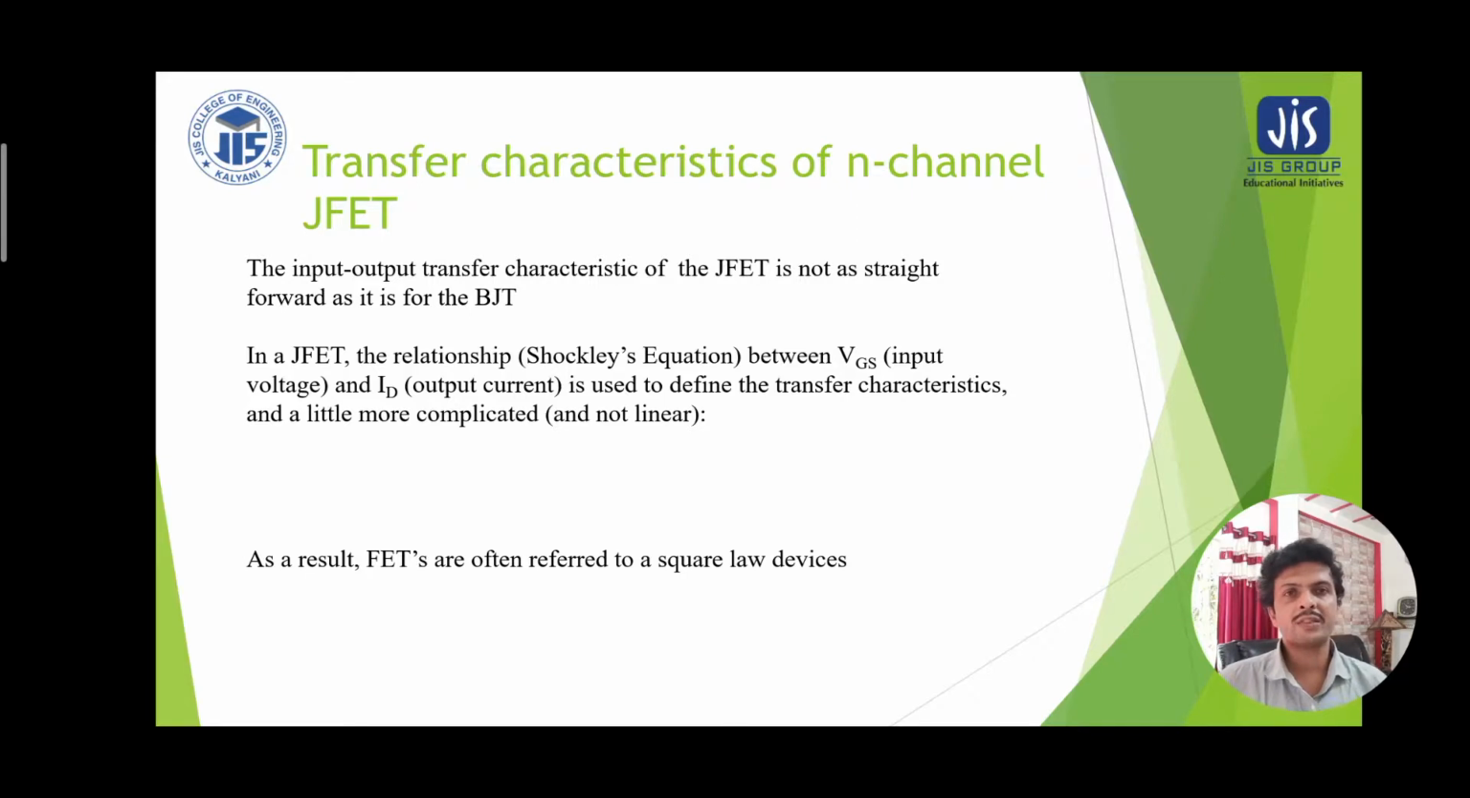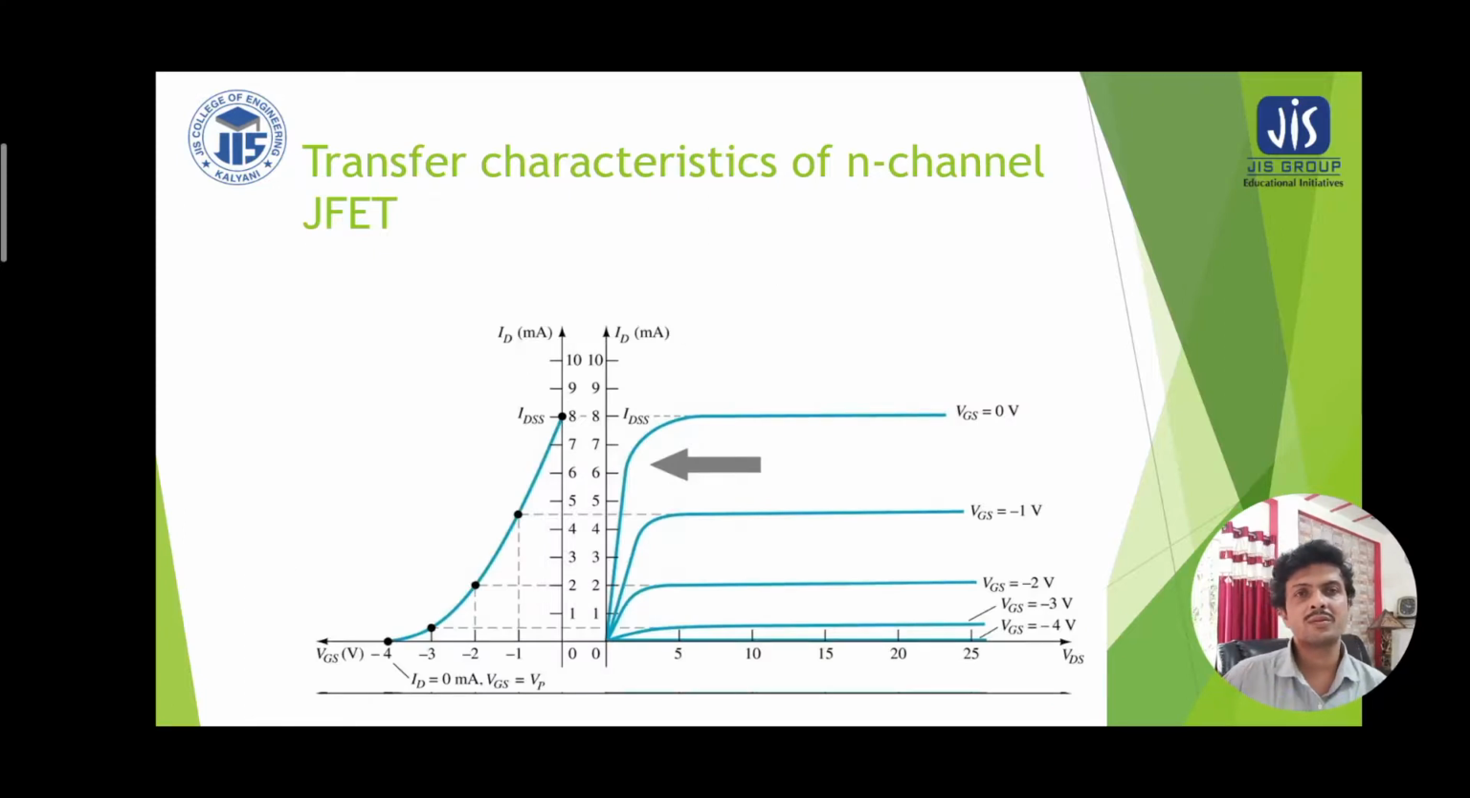The input-output transfer characteristics of the N-channel JFET are not as straightforward as they are for a BJT, right? In a junction field effect transistor, the relationship, Shockley's equation, between the VGS input voltage and the ID output current is used to define the transfer characteristics, and it is a little more complicated and not linear. So as a result, FETs are often referred to as square law devices. Now this is a typical transfer characteristic of the n-channel JFET.